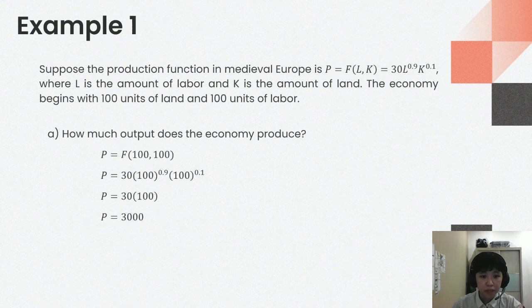Example 1. Suppose the production function in medieval Europe is P equals 30 L^0.9 K^0.1, where L is the amount of labor and K is the amount of land. The economy begins with 100 units of land and 100 units of labor. How much output does the economy produce? For this question, we simply plug in the values and we get a total production of 3000 units.